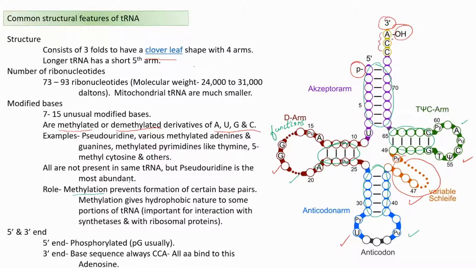So this CCA sequence is present in almost all tRNAs, and the adenine of this sequence usually binds with the amino acid.